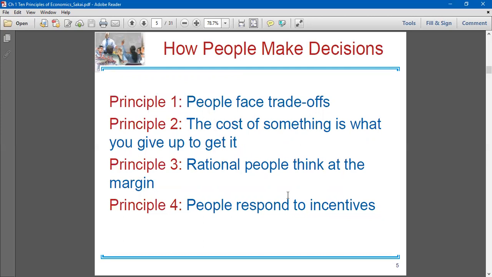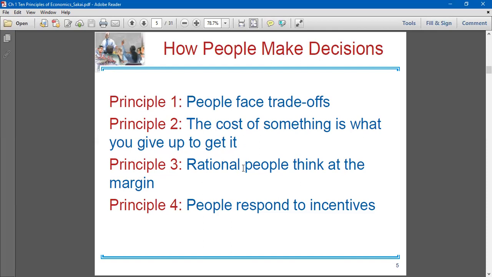I won't explain them here. We'll take them one after the other. So people face trade-offs. What you need to know, trade-off just means that as you are getting something, you are sacrificing another thing. Okay, so it's an economic principle that people always face trade-offs. And the second principle is that the cost of something is what you give up to get it.